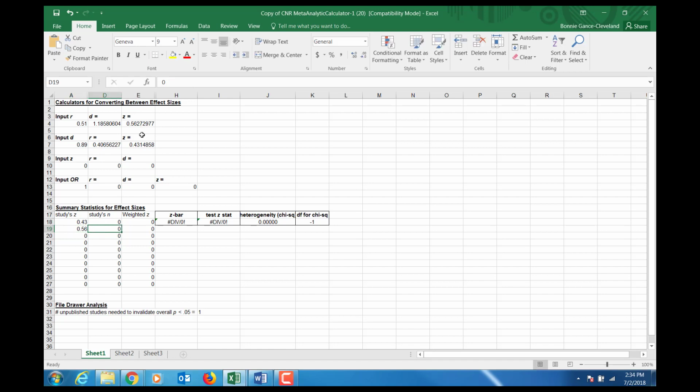The third study they talked to you about, they report the findings with the phi. And remember, we said the phi is equivalent to an R statistic. So again, we're going to go up here where it says we can input the R, and we're going to input that phi score, 0.45. And then we'll calculate the effect size, and that effect size is 0.48.